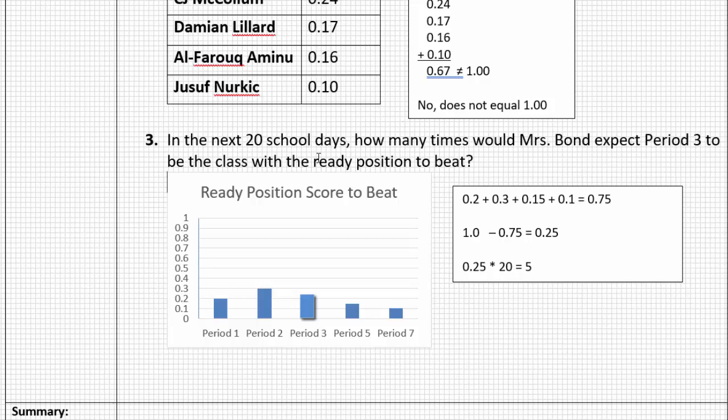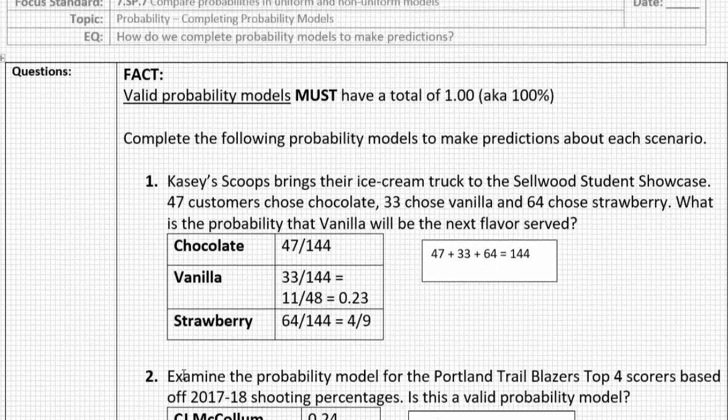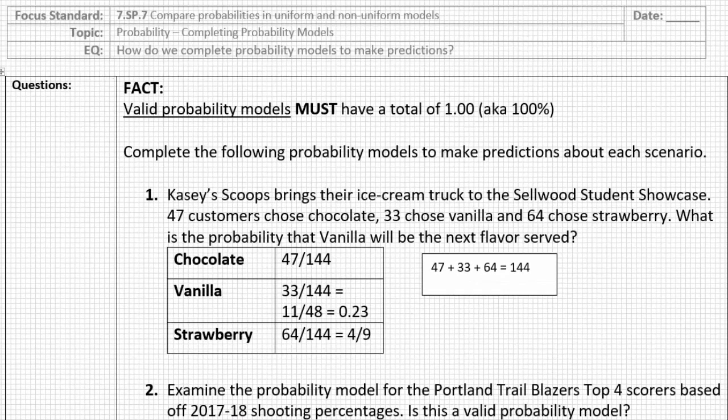That's going to conclude our video, so make sure to leave room for the summary, make sure your notes are complete, and come ready to look at more problems like this in class.